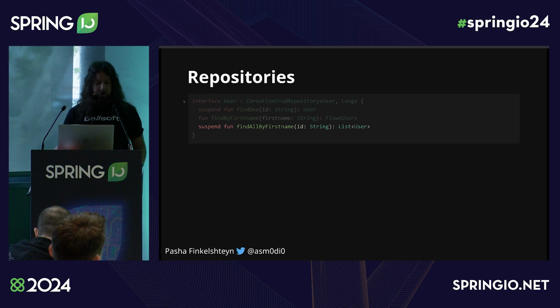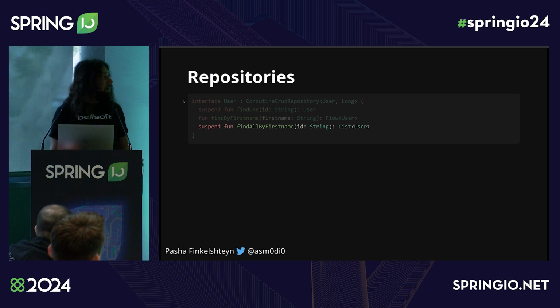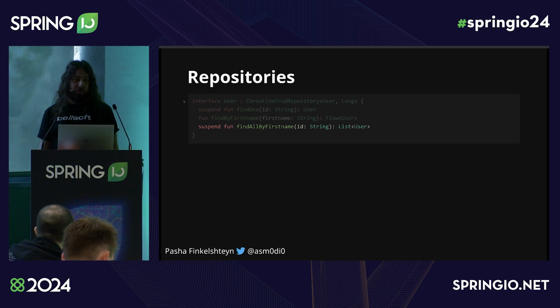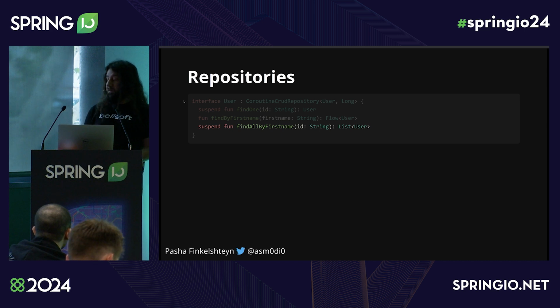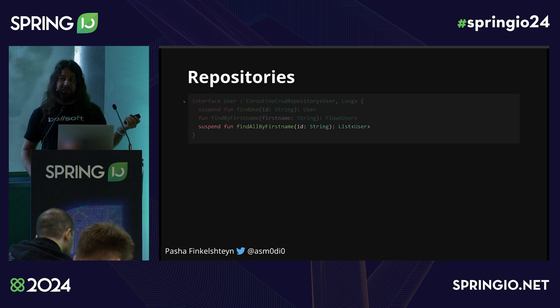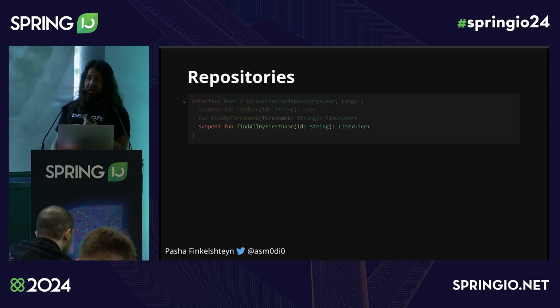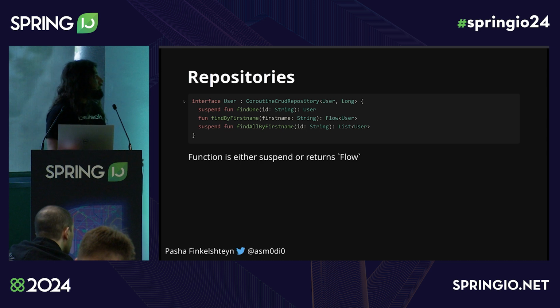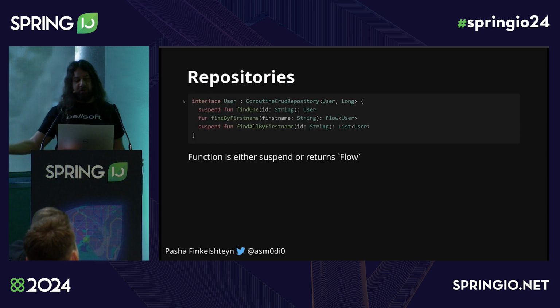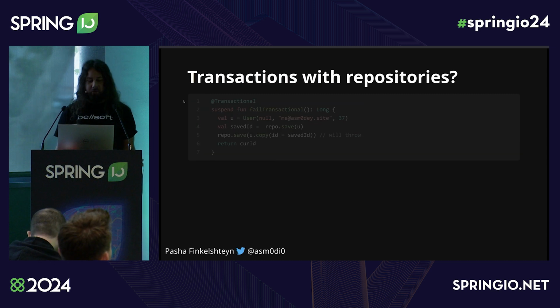Or, for example, find all by first name. This will work too, because, well, if we believe in ourselves, everything is possible. For example, returning list instead of flow, because probably you don't want to deal with all this asynchronous stuff at all, and you are fine with collecting everything in your memory. I am this kind of human. A function is either suspend or it returns flow, obviously.